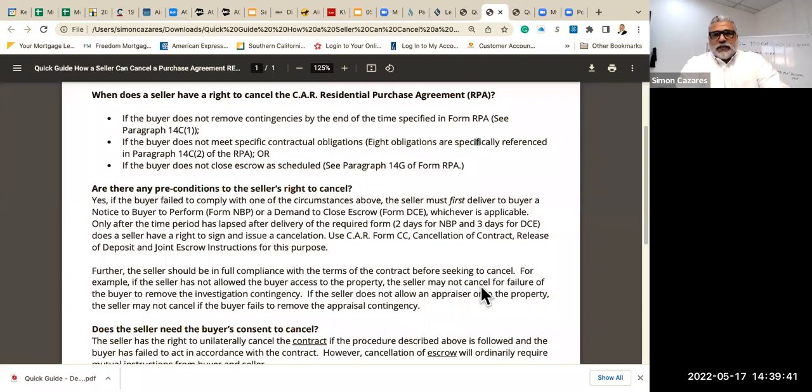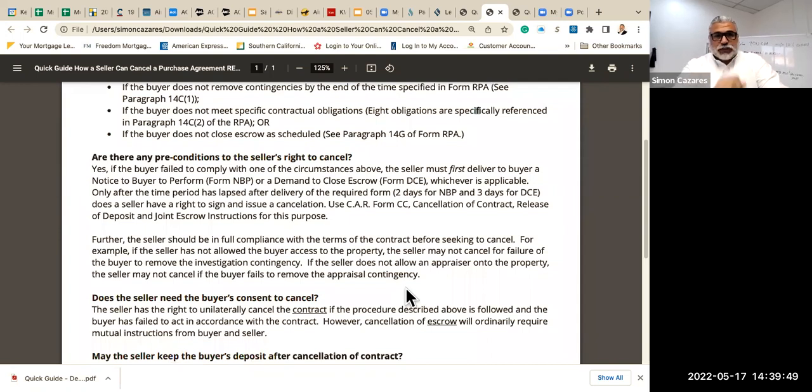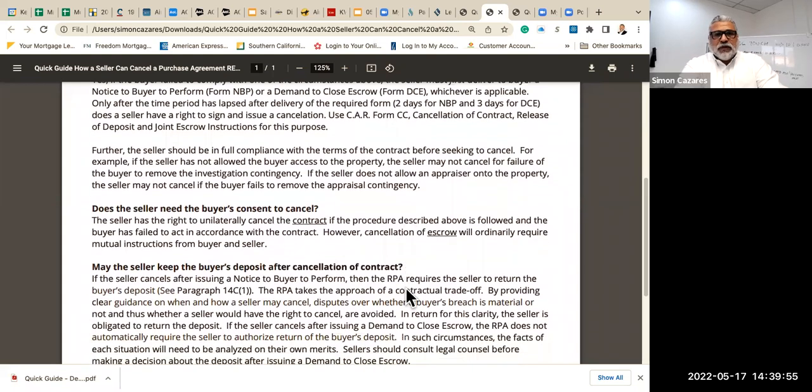Does the seller have the right to sign and issue a cancellation of contract, release of deposit, and joint escrow instructions for this purpose? Further, the seller should be in full compliance with the terms of the contract before seeking to cancel. For example, if the seller has not allowed the buyer access to the property, remember, it's a pro and con scenario, folks, meaning that just because the seller is being stubborn, doesn't allow the seller just to cancel a buyer. If the seller is in breach by not allowing the buyer rights to do so, and I'll give you a prime example. You submit an offer, and you submit an offer with no contingencies, none whatsoever.